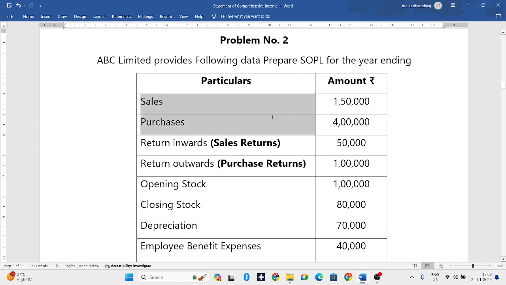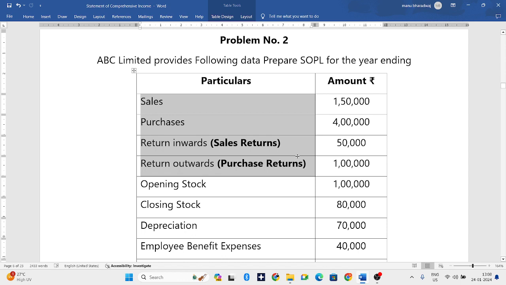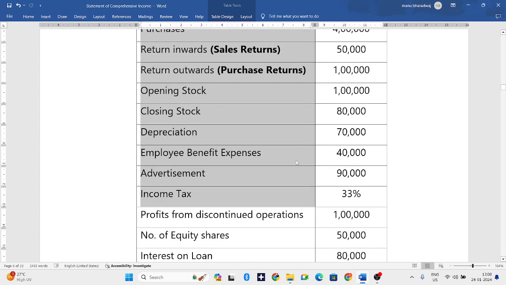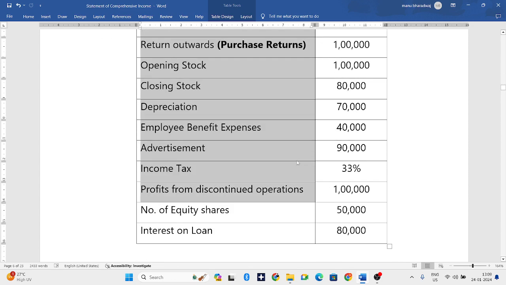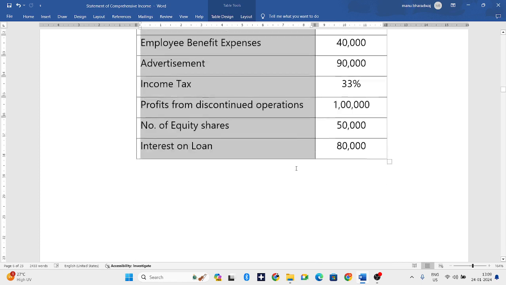So they have given sales, they have given purchases, return inwards. Return inwards is nothing but our sales returns. Return outwards is our purchase return. You should be very careful. Opening stock they have given, closing stock they have given, depreciation they have given, employee benefit expenses they have given, advertisement they have given, income tax they have given, profits from discontinued operations they have given, and number of equity shares the company is having they have given, and they have even given the interest on loan. Using this information, we have to prepare the statement of profit or loss.